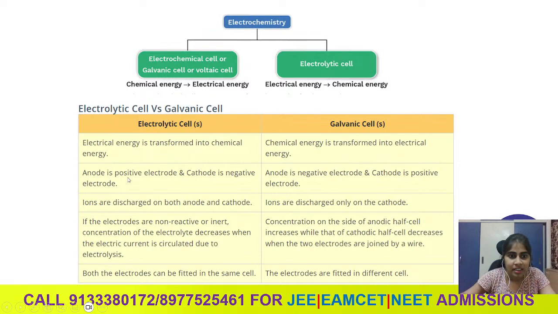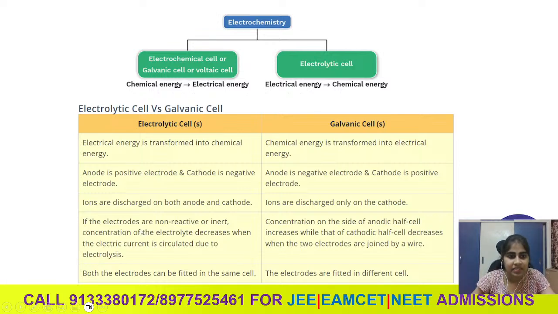So in the electrolytic cell, where electrical energy is transformed into chemical energy, the anode which we are taking is the positive electrode and the cathode is the negative electrode. This is opposite to the galvanic cell. What happens in the galvanic cell? Anode will be a negative electrode and cathode is a positive electrode. In the electrolytic cell, ions are discharged at both anode and cathode. In the galvanic cell, ions are discharged only at the cathode.